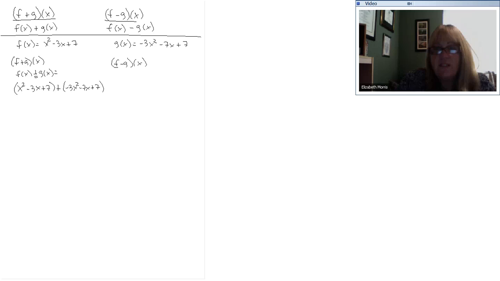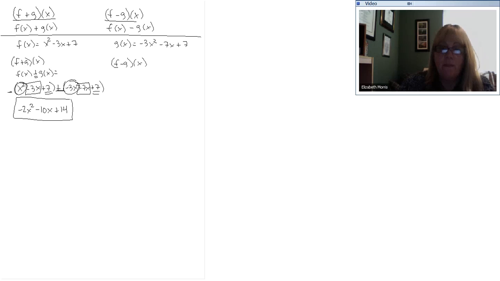We just did this. Is there anything to distribute that would change the value? No. Is there anything to distribute that would change the value? No. So we can just start combining. X squared and negative 3x squared gives me negative 2x squared. Negative 3x and negative 7x gives me negative 10x. And 7 plus 7 gives me 14. Done.